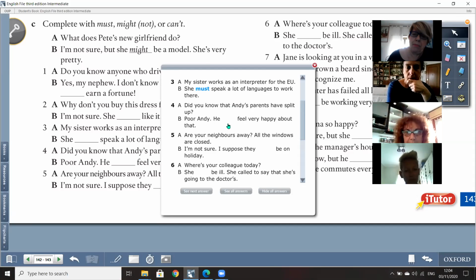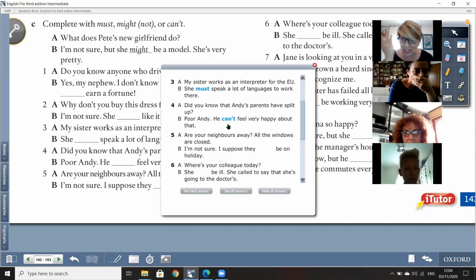Or he might not. Or I can't. He can't. But you deduce that he can't feel very happy about that. Very good. So even without knowing the meaning of a single verb, you can understand the whole. So if you would translate it without knowing this verb, split up, how could you say? Try it. This is a deduction. I'm sure that you will get it.